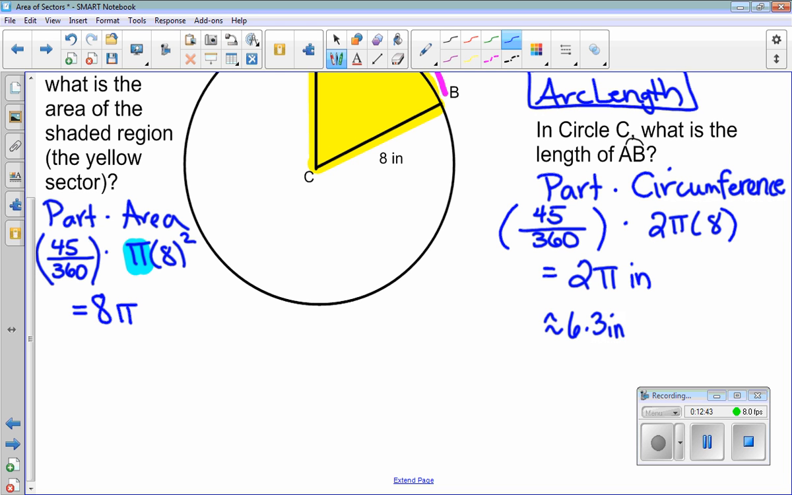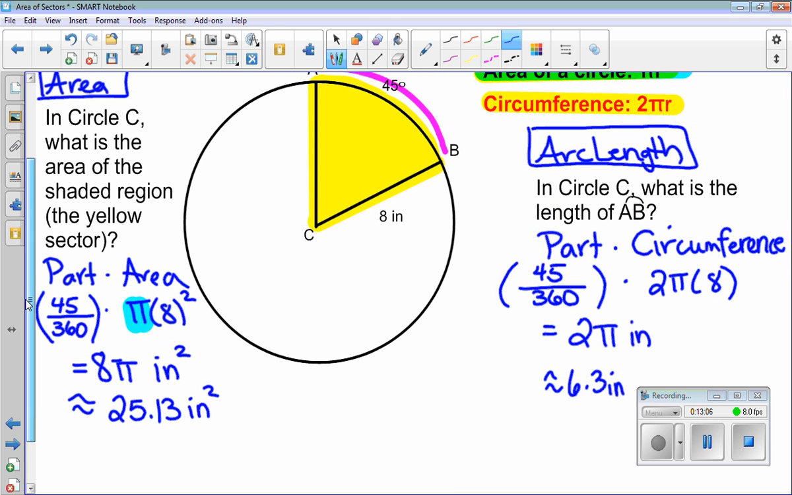What kind of units am I looking at? Not just inches. Inches squared. We're talking about an area, right? So square inches. And what is that approximately? What is 8 pi approximately? 25.13 square inches. Okay, so that would be the area of the sector.